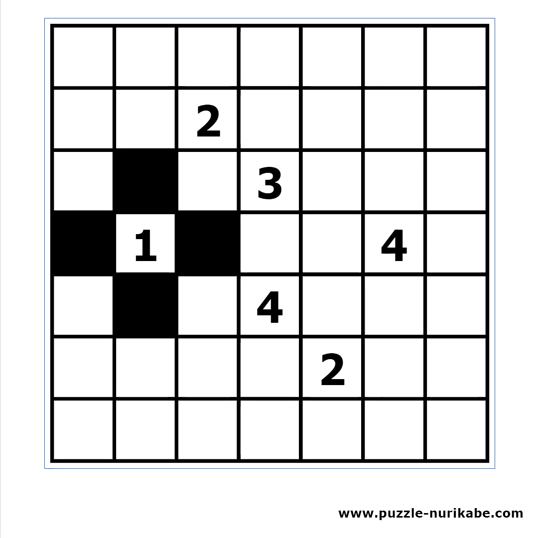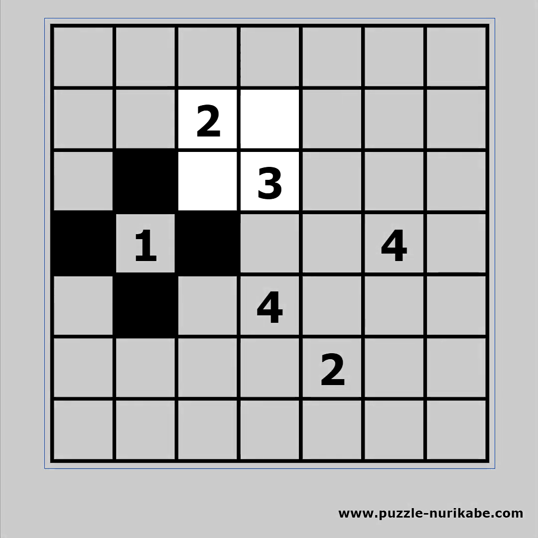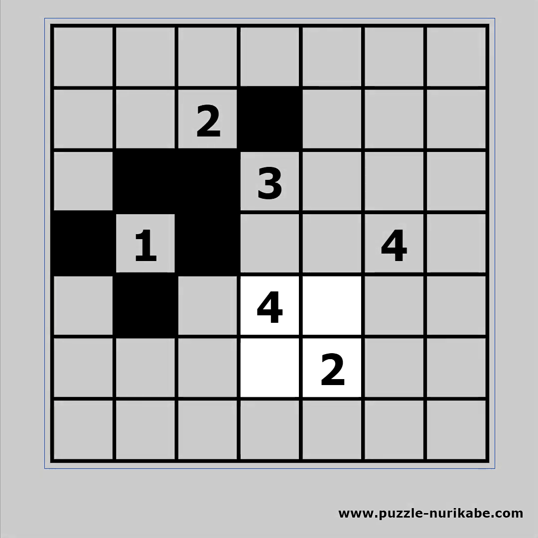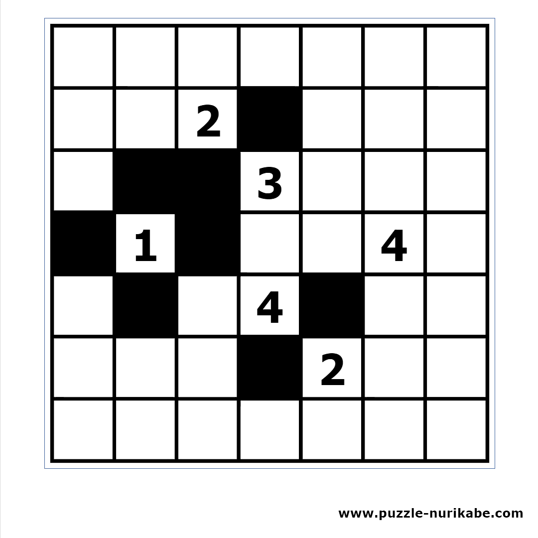Next we can look for numbers which are close to each other. Each number should have its own island and two islands cannot touch each other. We should place black cells to separate the islands. We can do the same for these two numbers. These two should also be separated.